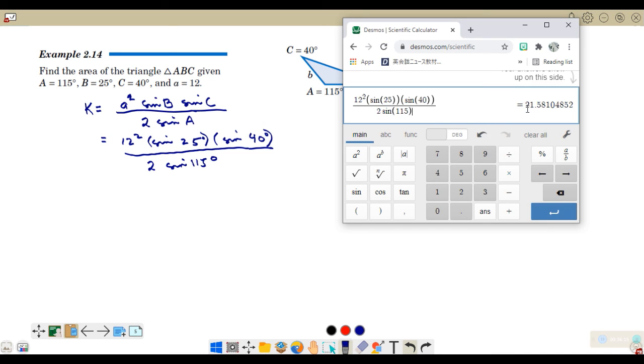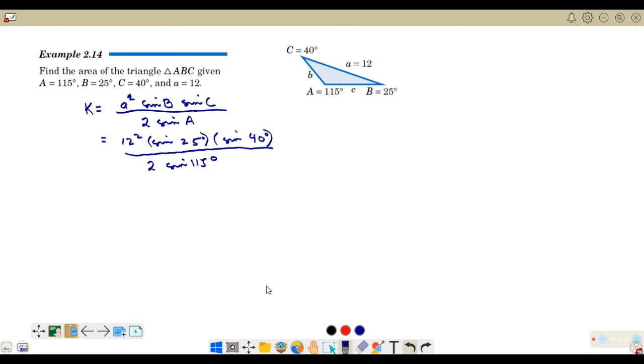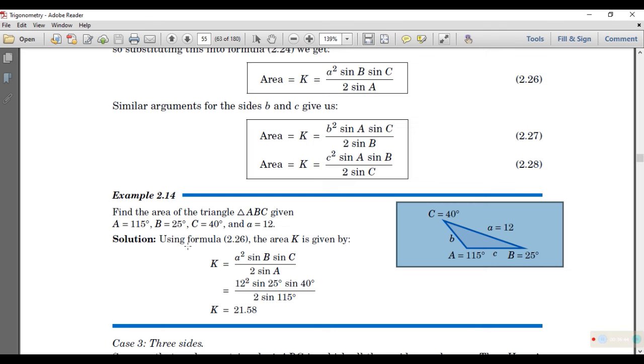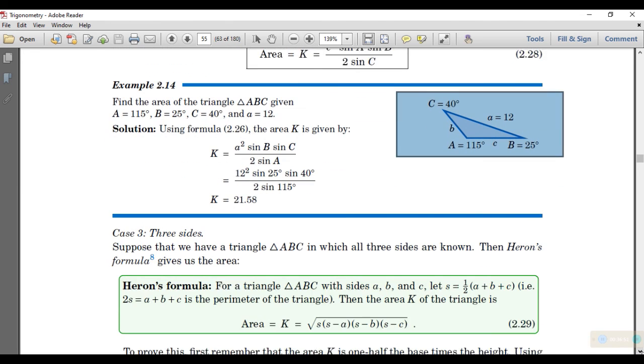Okay. So, our area is 21.5810. So, this is the area of our given triangle here. Let's see. Pares ba? Yun, 21.58. Okay. Dito na tayo sa kasunod.